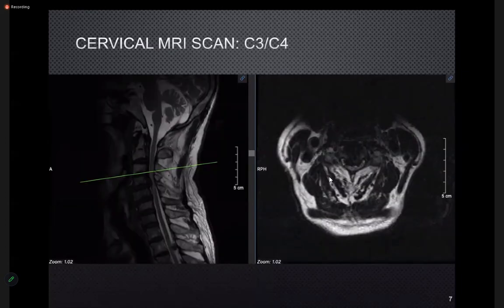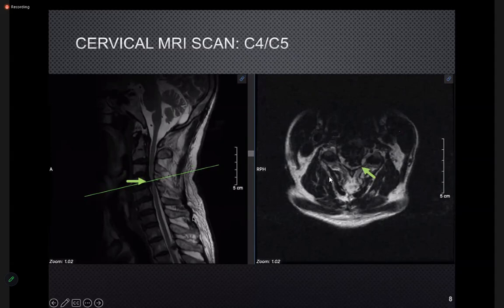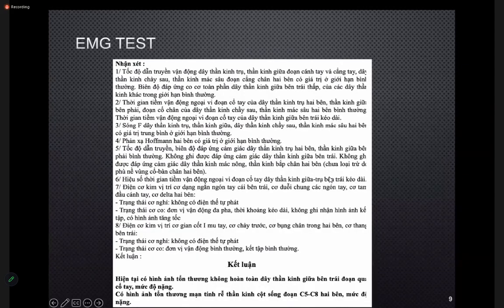These are the cervical MRI at C3 and C4 level. You can see the hyperintensity of the spinal cord on the T2 image. This is the MRI at C4 and C5 level with a very large ossified mass compressing the spinal cord, very severe. And this is the EMG test with very severe nerve injury of C5 to C8 bilateral.